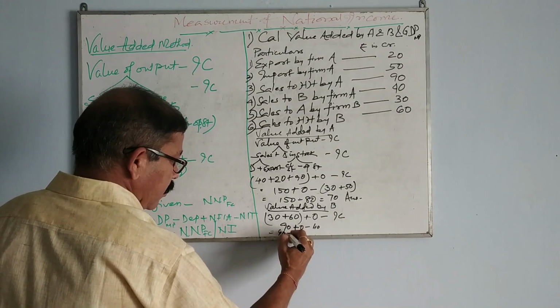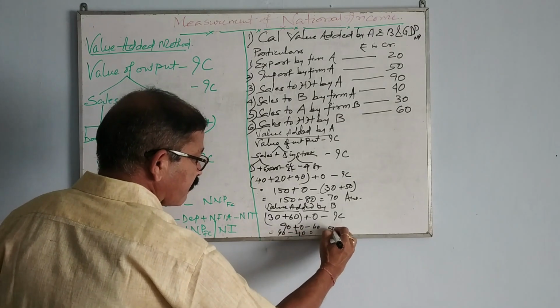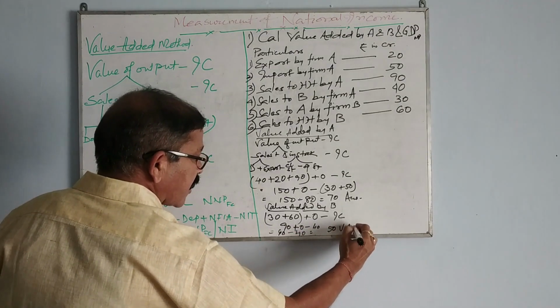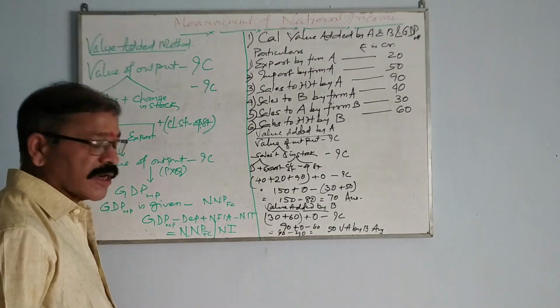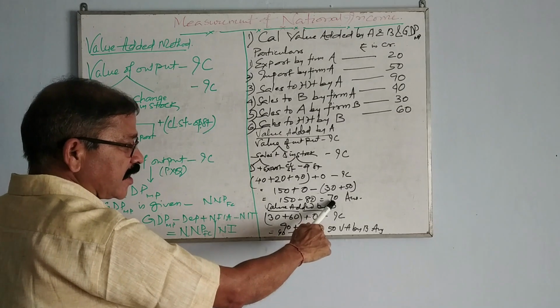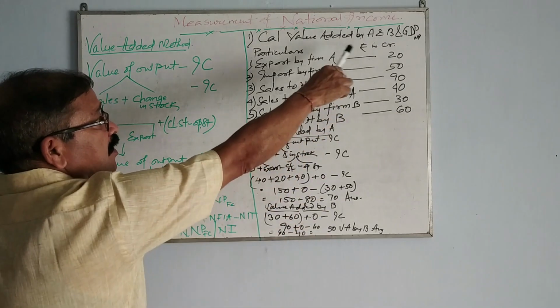So 90 minus 40, so it is coming 50. This is value added by B. This is the answer. So value added by A is 70 and value added by B is 50. Okay, that is the question.